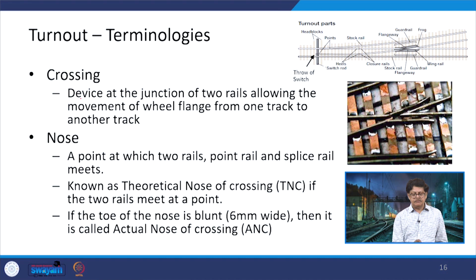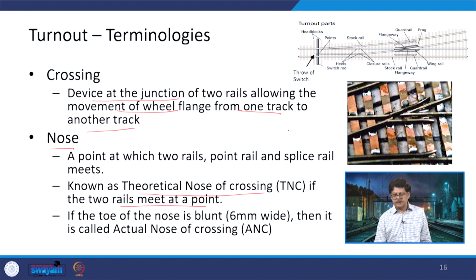Now, crossing we talked about: this is a device at the junction of the two rails which allows the movement of the wheel flanges from one track to another. Nose: this is a point at which the two rails, point rail and splice rail, meet, and it is known as a theoretical nose of crossing if the two rails meet at a point.